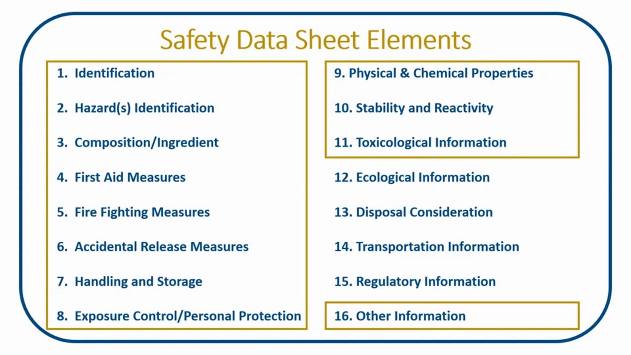Sections 9 through 11, as well as section 16, contain other technical and scientific information about the material. So for instance, we have information on the chemical characteristics of the material, its chemical stability and the possibility of hazardous reactions, and particular information on routes of exposure, related symptoms, acute and chronic effects, and numerical measures of toxicity. Other information on the material is included in section 16 as needed.